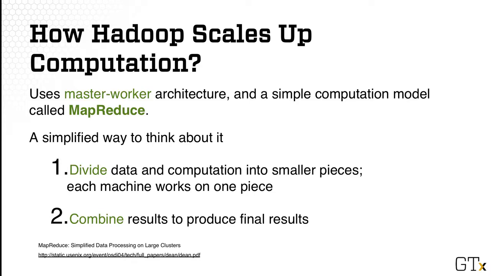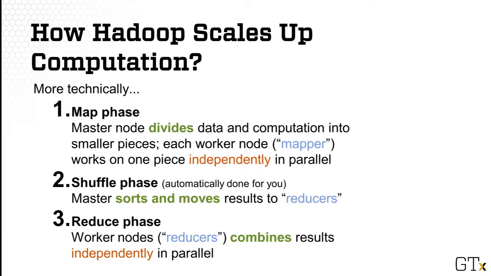At the high level, Hadoop scales up computation using a master-worker architecture, meaning a master computer coordinates many worker computers to work together to solve a computation problem using the MapReduce model. A simplified way to think about this is that there are two main stages. Stage 1 is to divide the data and its associated computation into smaller pieces so that each machine can work on one piece. After that, in stage 2, the results from all the machines are combined to produce the final results. Now let's describe this in more detail using technical terms from the MapReduce model.